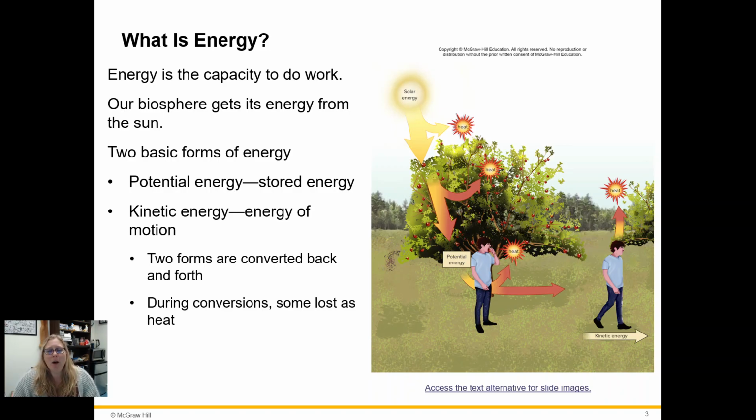At each step of this conversion process, energy is eventually lost from the ecosystem as heat. Now, it's not lost in that it's just disappeared or destroyed. Instead, it's just a byproduct. Like when you run your car and the hood of your car gets really hot, or when you do a workout and your body starts heating up, you are converting that energy from potential energy, that stored energy in your body as that glycogen or that fat, into kinetic energy. And during those conversions, you do lose some energy as heat.